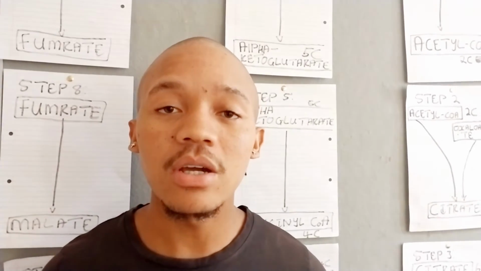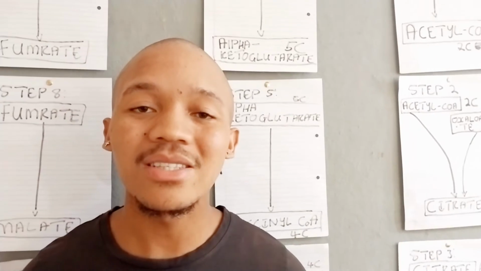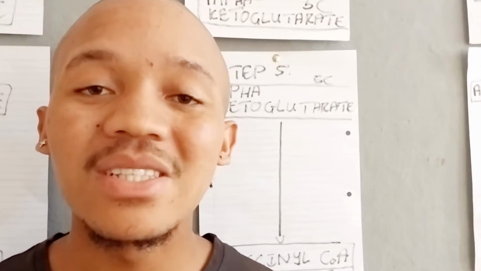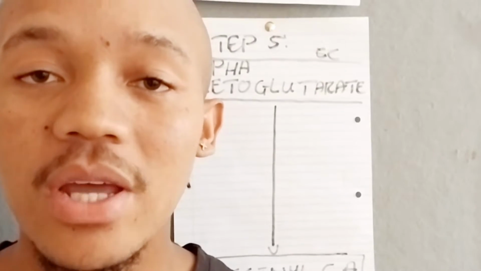I'm here to talk about the citric acid cycle, also known as the Krebs cycle. So, what is the Krebs cycle? The Krebs cycle is a metabolic pathway inside of the matrix. What does the Krebs cycle help with? It helps to synthesize NADH, and it also helps for the production of amino acids.